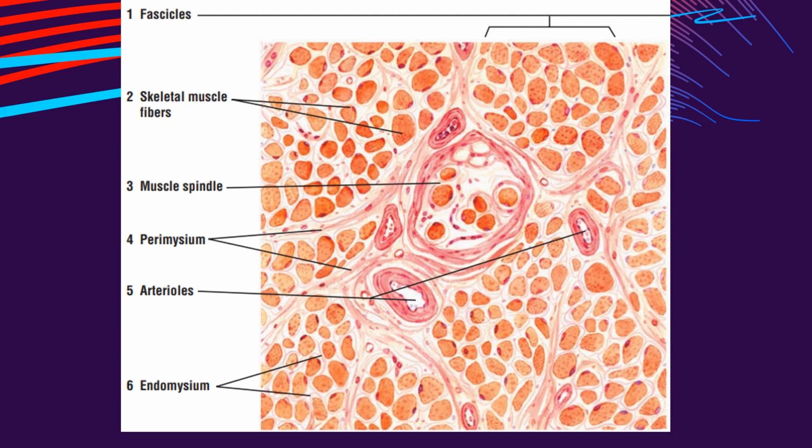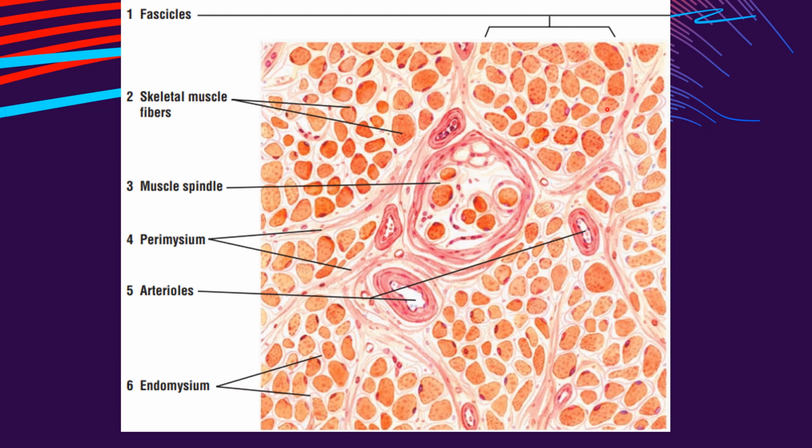This one is an illustration of a transverse section of a muscle. Please note your fascicles. These fascicles are surrounded by perimysium.